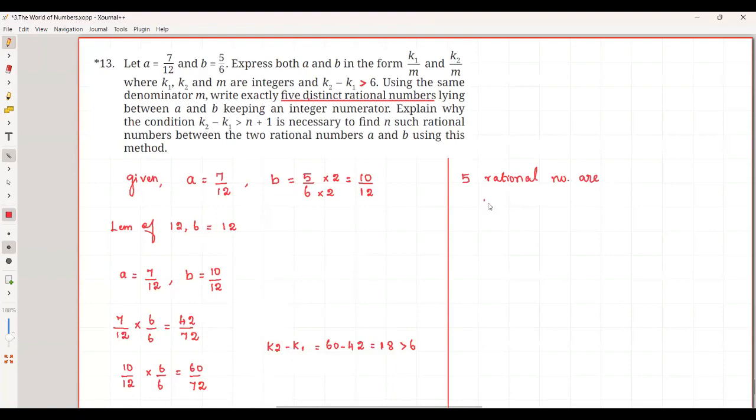So I can write it as 43 by 72, 44 by 72, 45 by 72, 46 by 72, 47 by 72. 1, 2, 3, 4, 5. Okay, 5 rational numbers we got. This first part is over. Hope you can understand this.